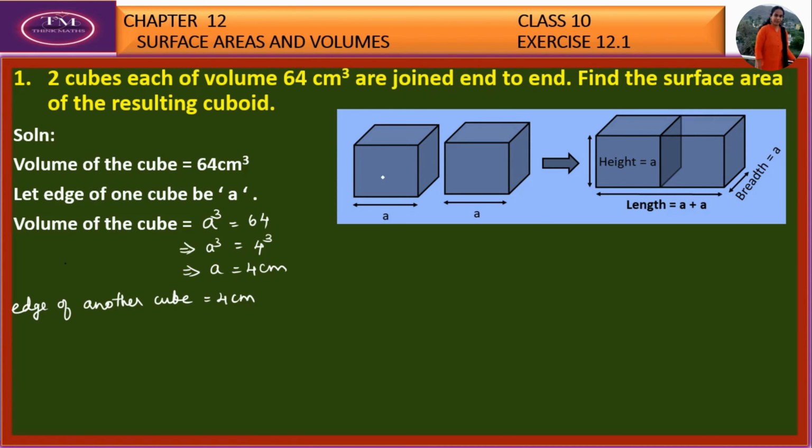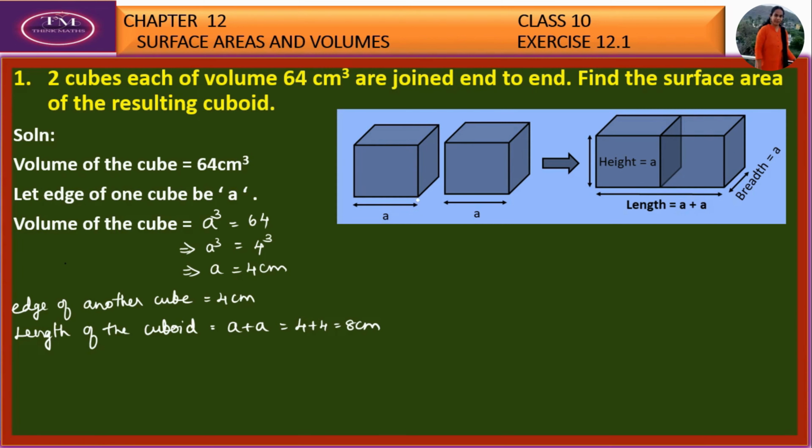4 cm. So when both the cubes are joined together, the length will be a plus a, so 4 plus 4. Now we have to find the dimensions of the cuboid. The length of the cuboid is nothing but a plus a, which is 4 plus 4, which is 8 cm. The height of the cuboid will be the same as the height of the cube. The height of the cube is a. In a cube, all the edges have the same value. So here a is equal to 4 cm.